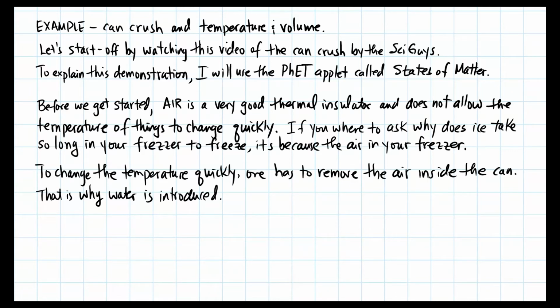To change the temperature quickly, one has to remove the air inside the can. That is why water is introduced.